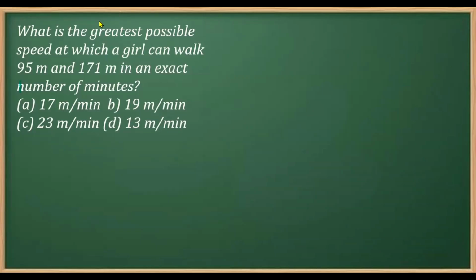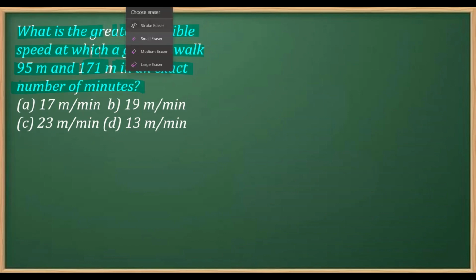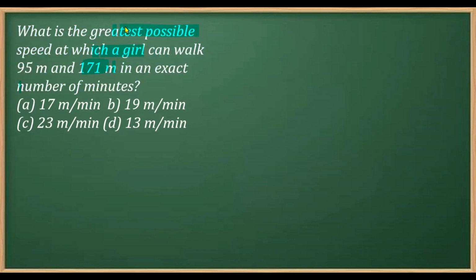So this question says: what is the greatest possible speed at which a girl can walk 95 meters and 175 meters in an exact number of minutes? Well, the question here is the greatest speed, so let's figure it out.